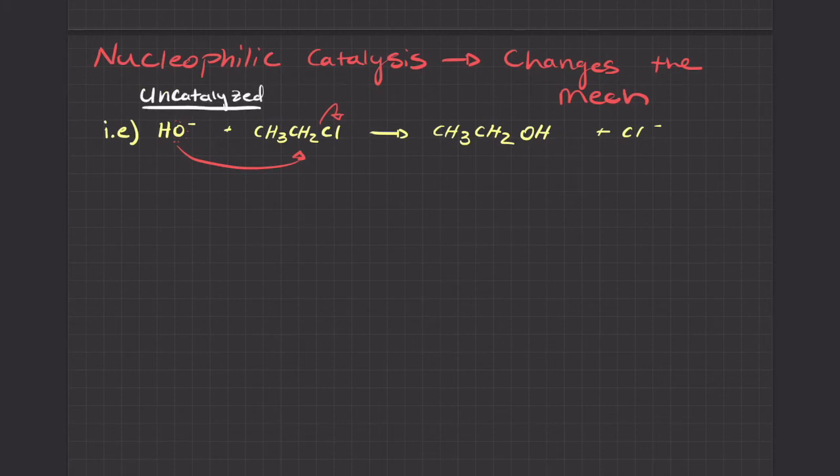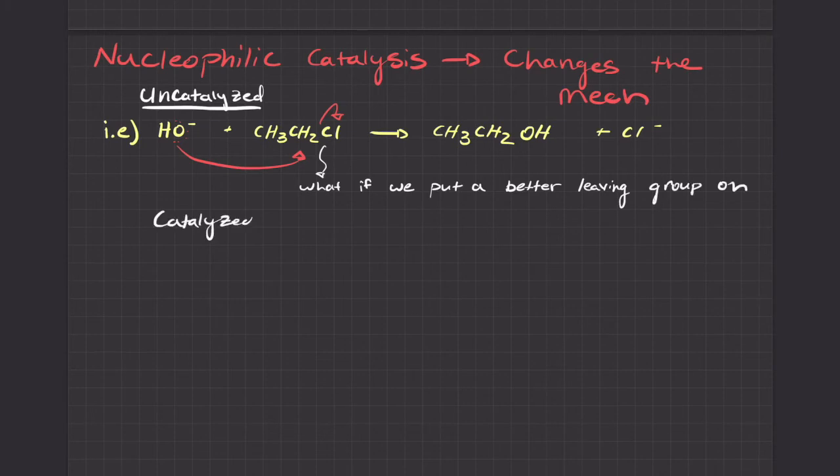But what if before the hydroxide attacked, we had a better leaving group on there? Something that was bigger than chlorine. Like bromine is bigger and iodine is definitely bigger. So what if in the catalyzed version, we took an extra step, but that extra step put a better leaving group on there and made the second step faster? Okay, so this is bigger, so it's going to be a better leaving group. I'll write that down here.